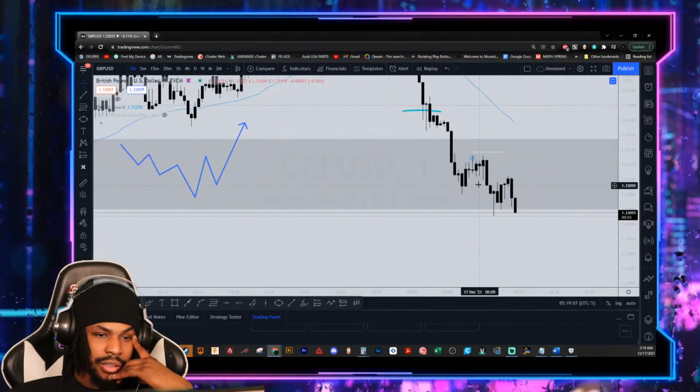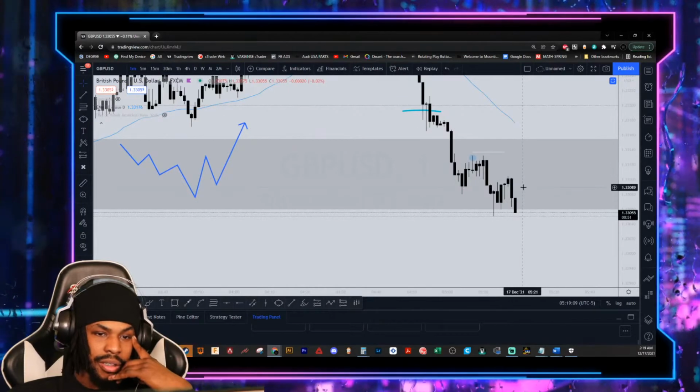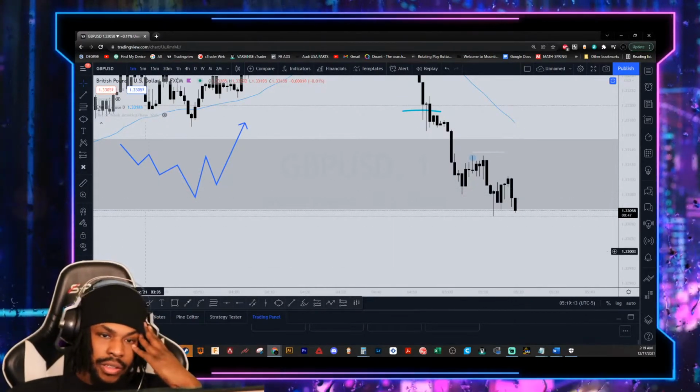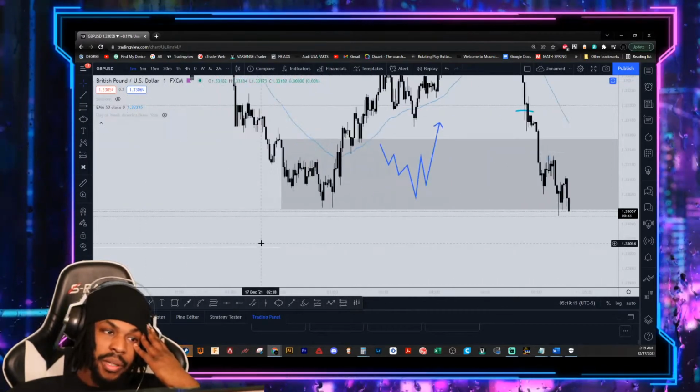I don't see us just making a wick there. So we're going to break that low. Hopefully it'll finally give us a spring or something, or we might just be bearish for this session.